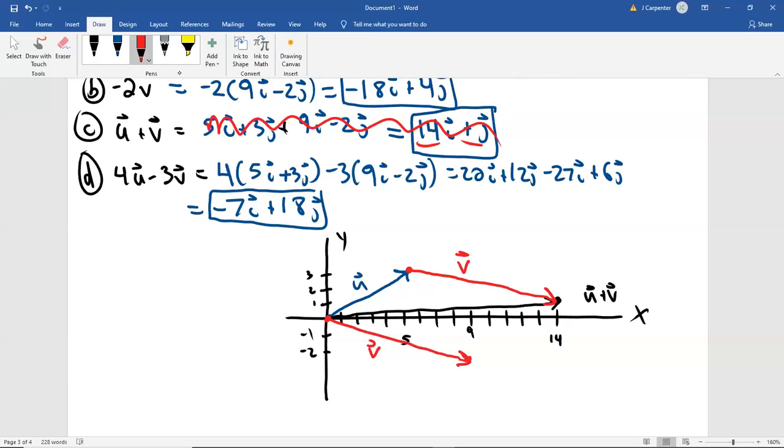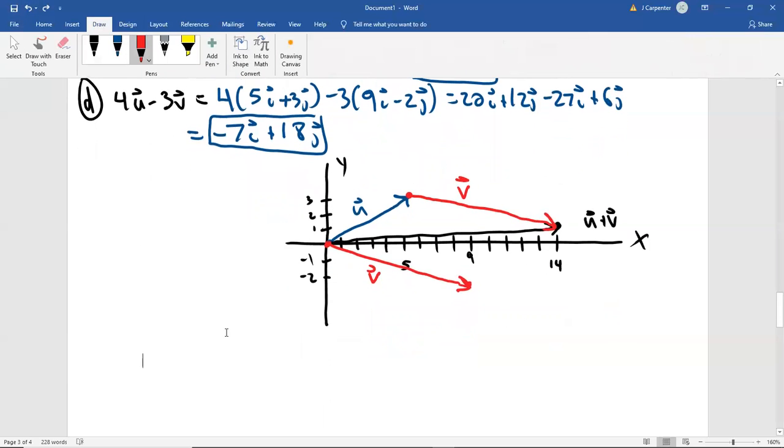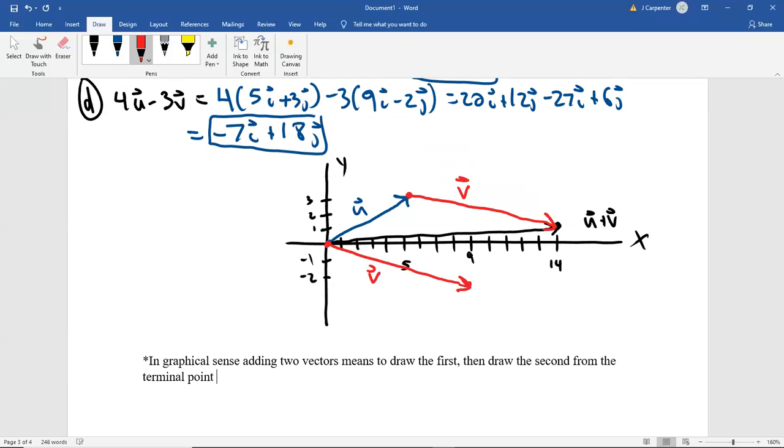So you can do this as a geometric argument, or you can do this as an algebraic argument. But geometrically, the sum of two vectors is just drawing one and then drawing the other from the tail of the first. So in terms of graphing, adding two vectors means to draw the first and draw the second from the terminal point of the first. This will give you the terminal point of the sum.